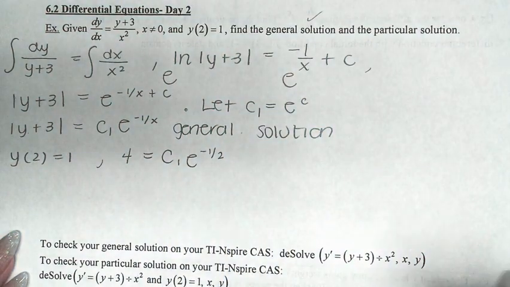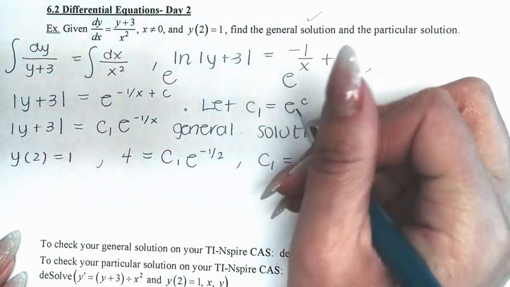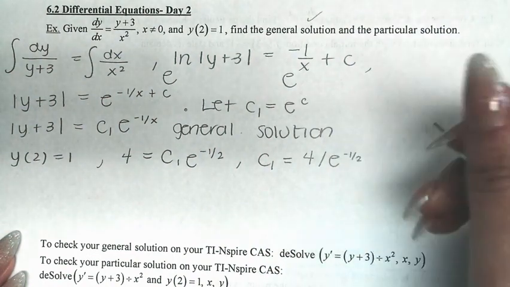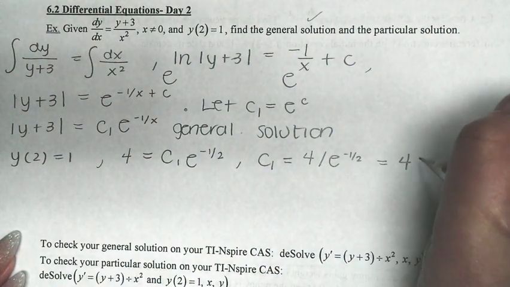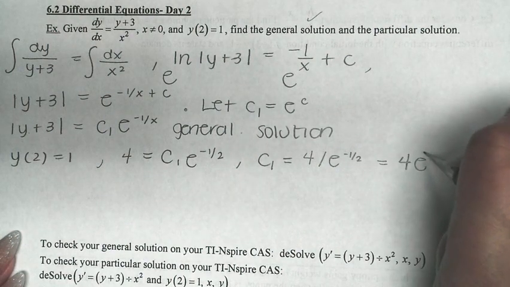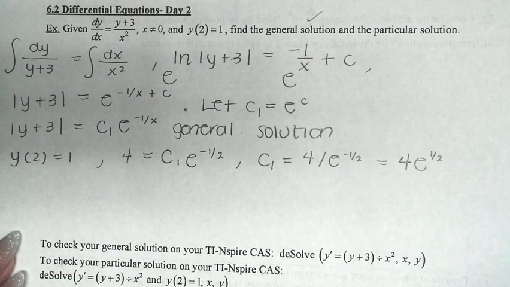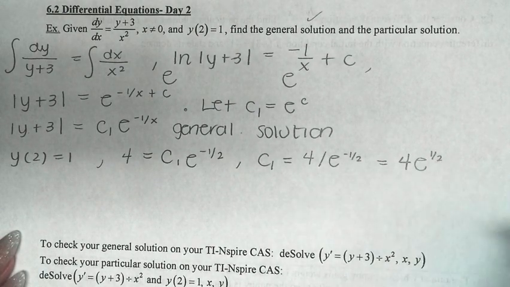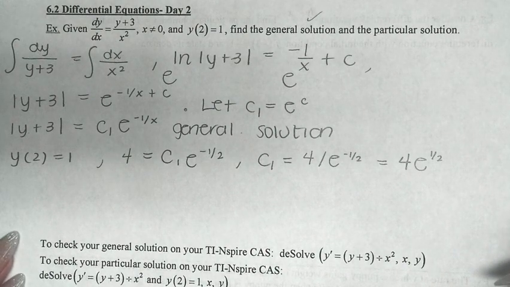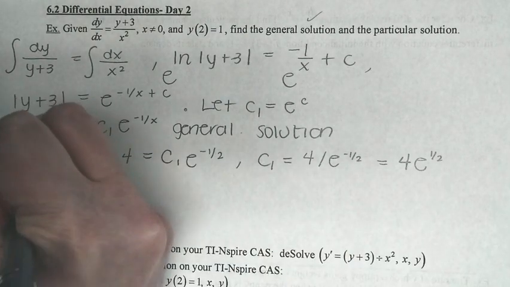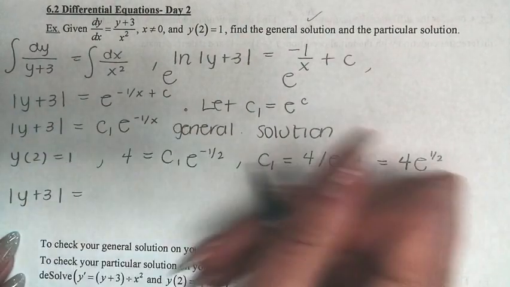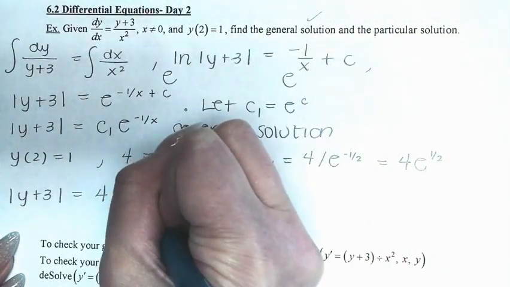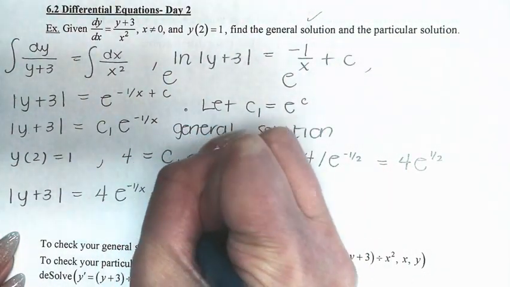So you can solve that c1 is going to be equal to 4 divided by e to the negative 1/2, but I do not like that exponent being negative. Therefore, c1 is going to be equal to 4 times e to the power of 1/2 positive, okay? Because I use properties of exponents to convert this into a positive exponent. With that being said, the particular solution is going to be the following: the absolute value of y + 3 is going to be equal to 4 times e to the negative 1/2 times e to the 1/2, okay?